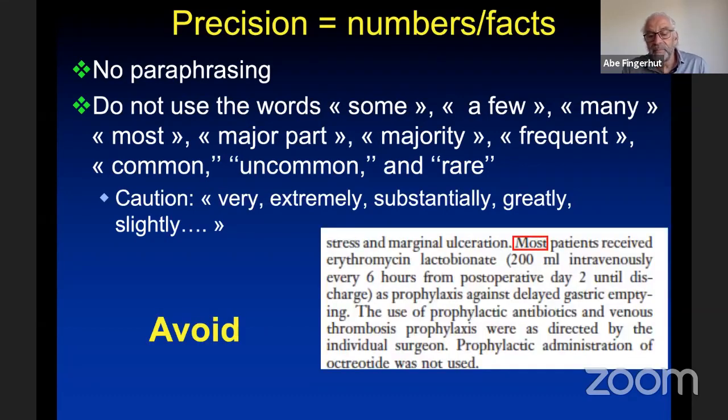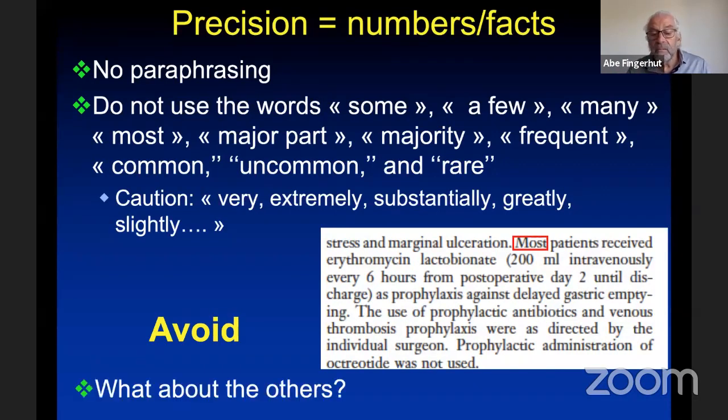Here's an example. Most patients. There are two problems with the word most. First of all, as I just said, does it correspond to 50%, 60%, 80%? We don't know. But it's not 100%. And because it's not 100%, when you use most, not only is it ambiguous as concerns the number, 50 or 60 or 70%, but what about the others? What about the 30% or the 40% that are missing? Okay, am I making my point?